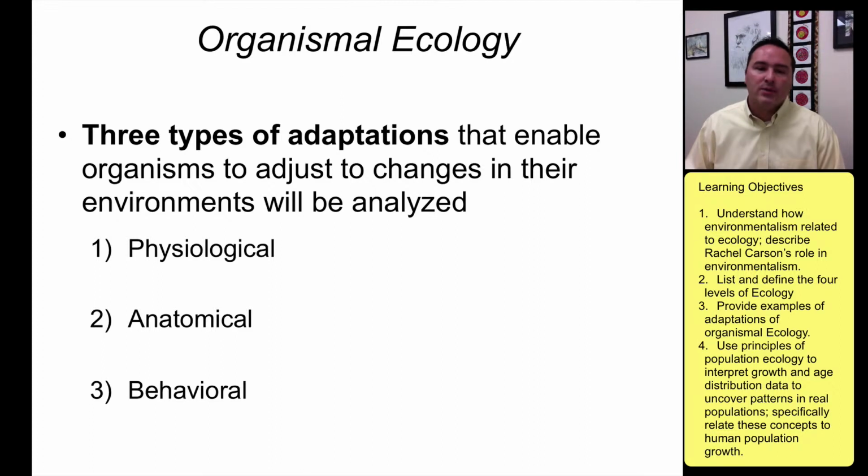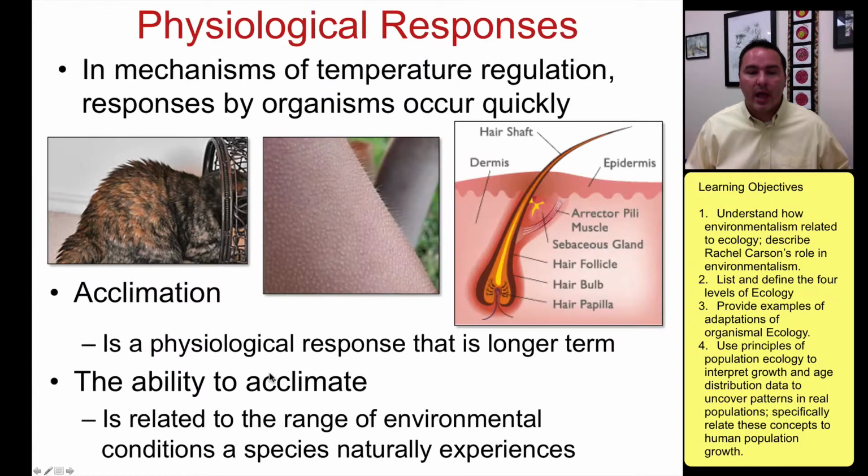Organismal ecology is also the one that really overlaps with evolution, because this is where we look at the types of adaptations that enable organisms to adjust and change in order to live in their environments. Three possible adaptations we could talk about are physiological, anatomical, and behavioral.